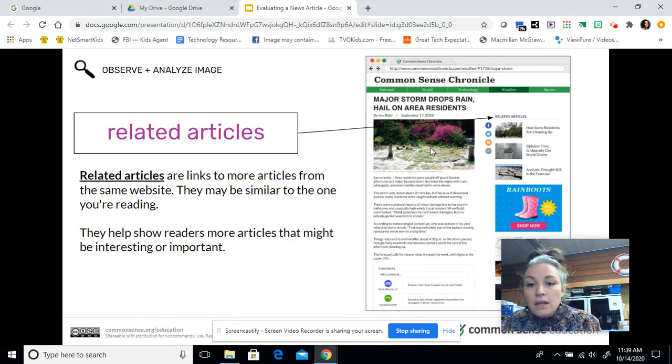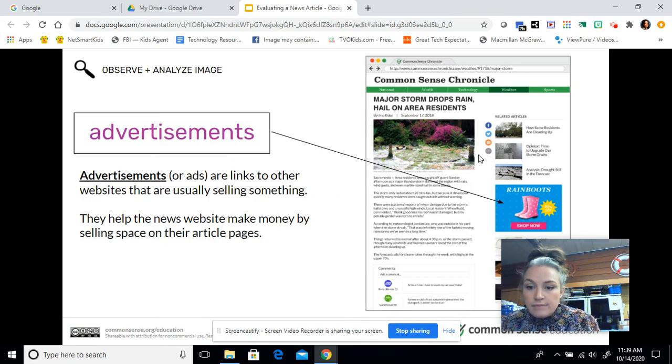Related articles are more articles, usually from the same website, that show up along the side. We have to be careful because sometimes these can lead us off topic. Sometimes they're not super closely related to the main article. And they can also lead us to things that maybe are more opinion based or even just sometimes untrue. So those can be a little bit tricky. We want to watch those carefully.